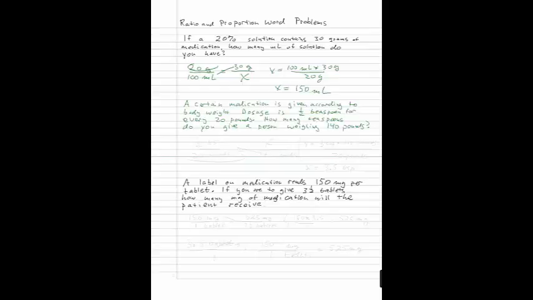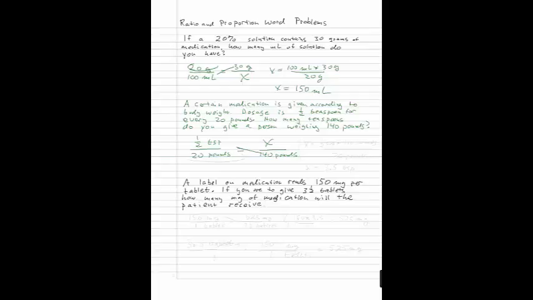Okay, our next question says, a certain medication is given according to body weight. Dosage is 1/2 teaspoon for every 20 pounds. How many teaspoons would you give a person weighing 140 pounds? Again, we have a proportion to work with here. 1/2 teaspoon for every 20 pounds. And we want to find out how many teaspoons are given for a person that weighs 140 pounds.